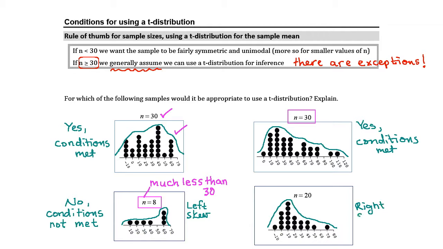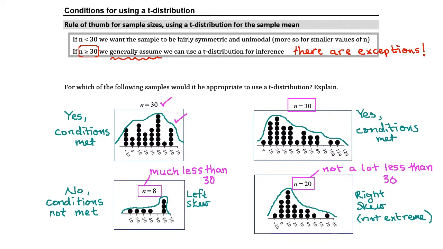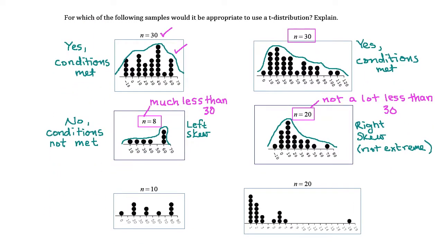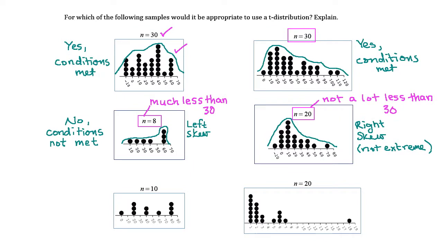Looking at the next distribution, we certainly do see some right skew, but it is not extreme right skew. We also see that n equals 20, and 20 is less than 30, but it's not a lot less than 30. So based on this combination that we're not a lot less than 30 and that our skew is not extreme, I would put these two pieces together and say that yes, conditions are met.